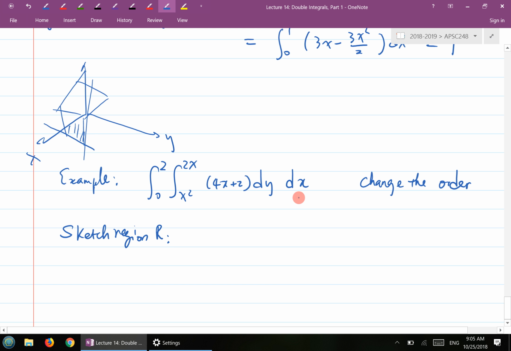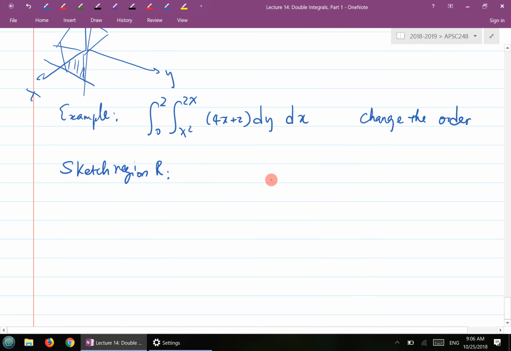The region R is there, it cannot change. And the limits are generated based on this order dy dx. So you just have to look at these limits carefully to generate this region R. So let's look at the limits here. Remember, the first step is you draw an arrow line in the y-axis direction.